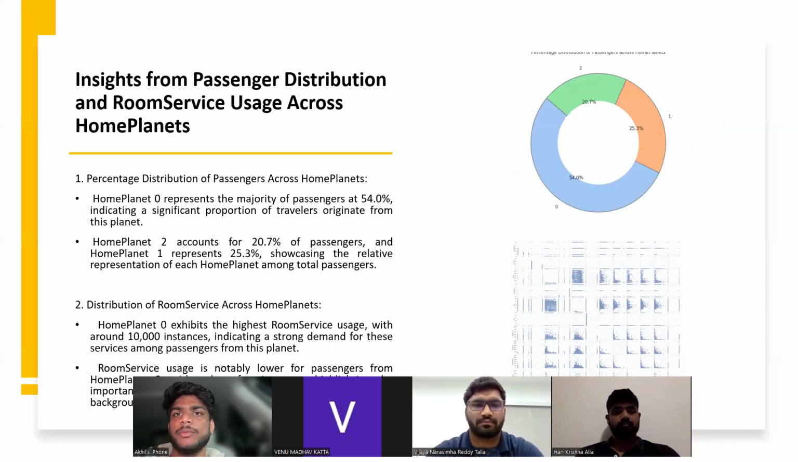Insights from passenger distribution and the room services usage across the home planets. First is a percentage distribution of the passengers across the home planets, and the second is the distribution of the room services across the home planets. Over to you, Vijay.